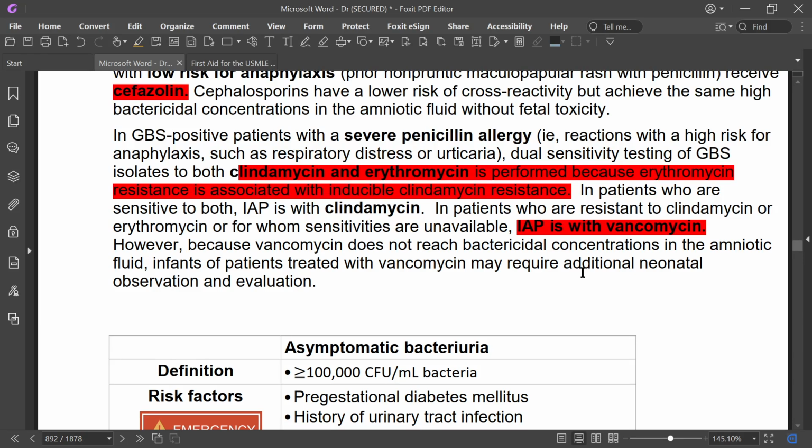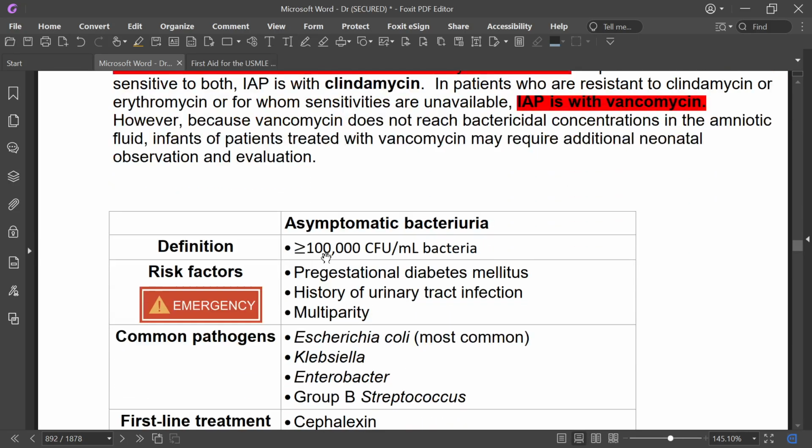In GBS patients with penicillin allergy, clindamycin and erythromycin sensitivities are performed because erythromycin resistance is associated with inducible clindamycin resistance. In patients who are sensitive to both, intrapartum clindamycin is given. In patients who are resistant to clindamycin or erythromycin, or whose sensitivities are unavailable, intrapartum penicillin and vancomycin should be given.